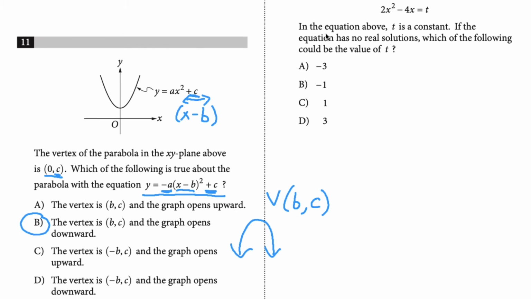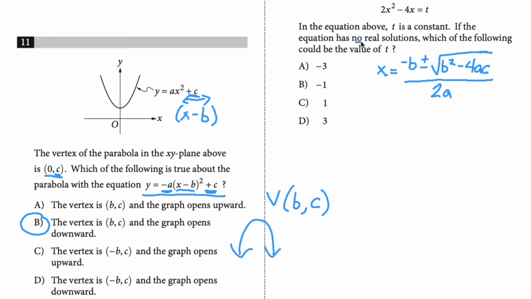Number 13 asks, in the equation above, t is a constant. If the equation has no real solutions, which of the following could be the value of t? What we need to think about here is the quadratic formula, which is x equals negative b plus or minus the square root of b squared minus 4 times a times c over 2a.